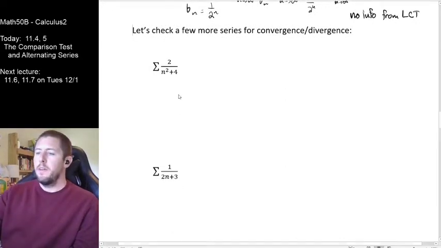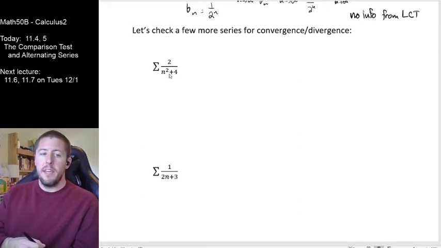So what I'm seeing here is this sum, 2 over n squared plus 4. What I'm thinking of right away is that I want to be thinking about things like 1 over n squared. Right? But I've got 2 over n squared plus 4. So I want to make the appropriate algebraic arguments that this is a reasonable thing to do.